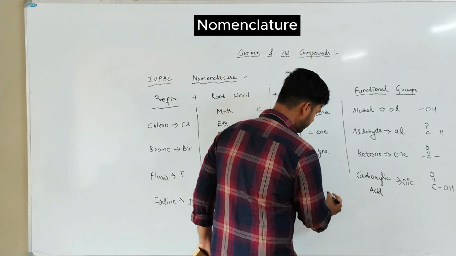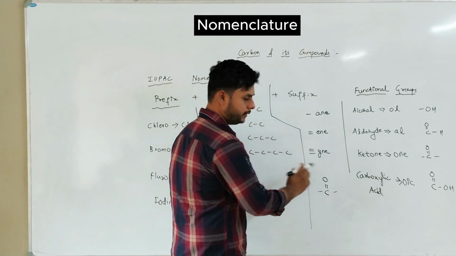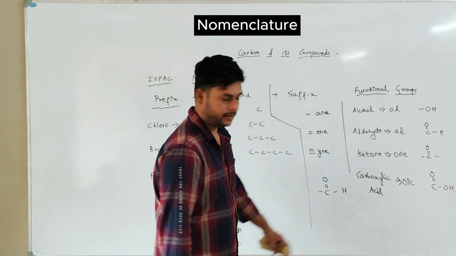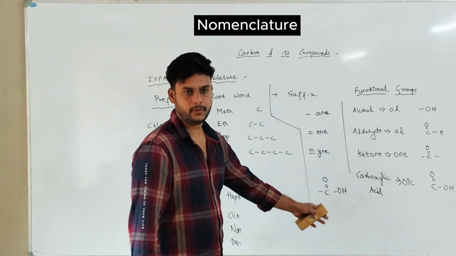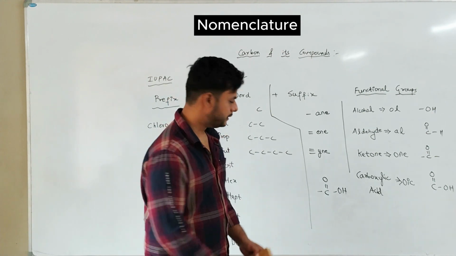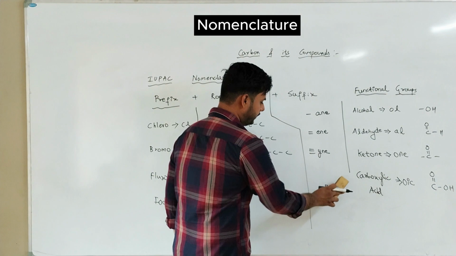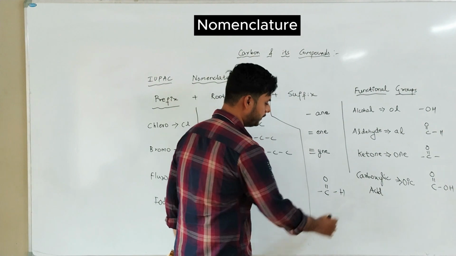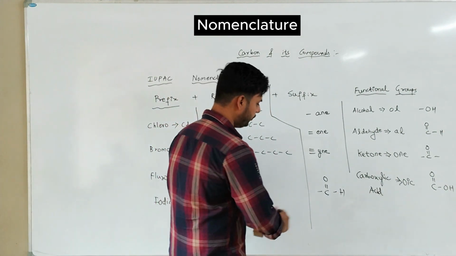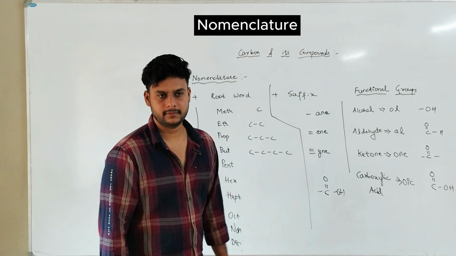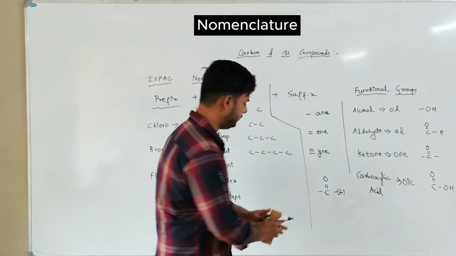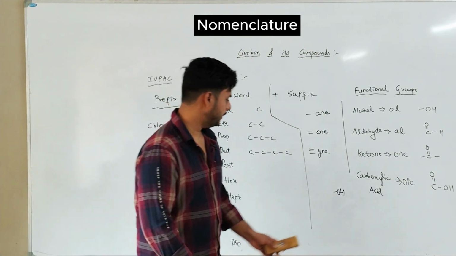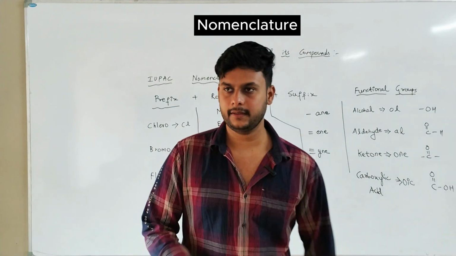First, you should understand only the C double bond O. If you write it, it's ONE. Nothing is there, it's ONE. If you spot H here, it's Al. If you spot OH here, it's called oic. First, once again: if you write C double bond O, it's called ONE. If you spot H, it's called Al. If you spot OH, it's called oic. Easy or not? And if you spot just OH, it's called OL. Any doubts? Take it and you should add that, okay?